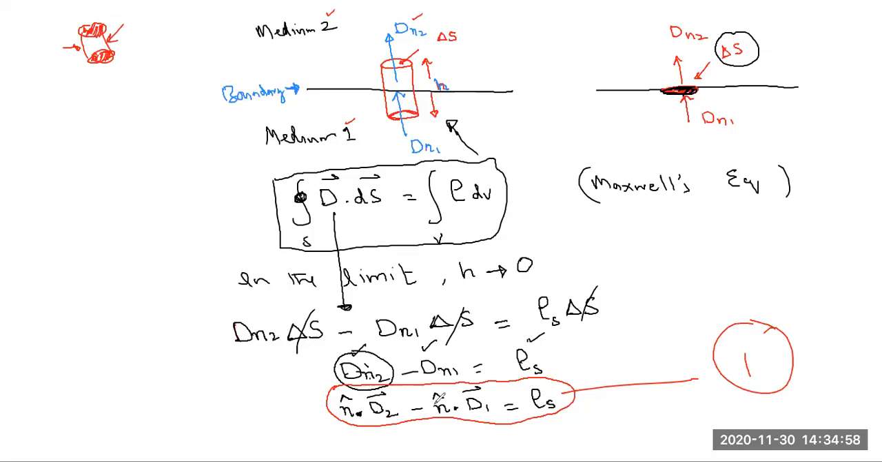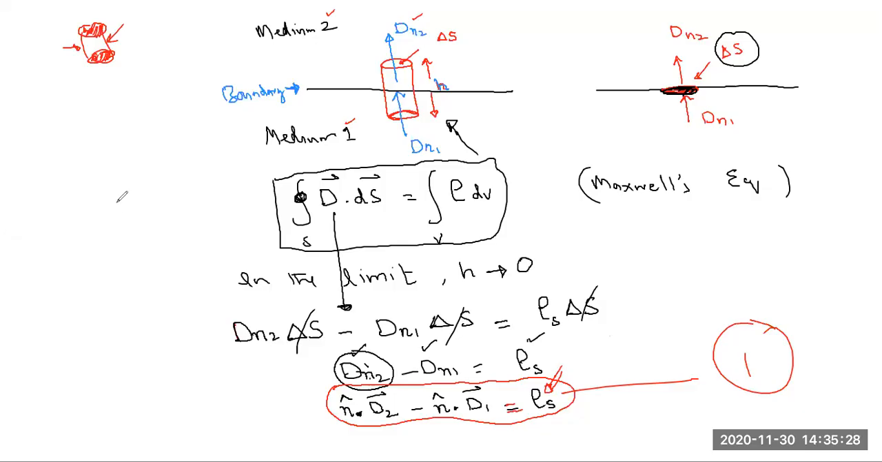Or you can also interpret this equation as saying that the normal component of electric flux density will be discontinuous. The normal component of electric flux density at the boundary will generally be discontinuous. And discontinuous means that it is equal to something, and this rho s is generally a non-zero number.